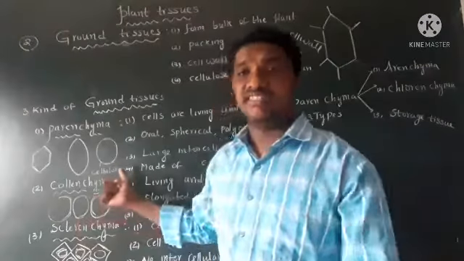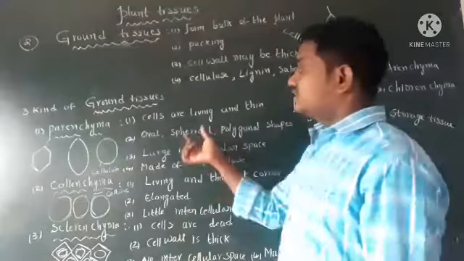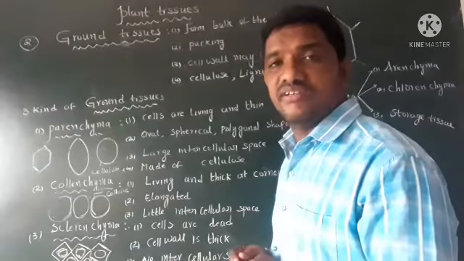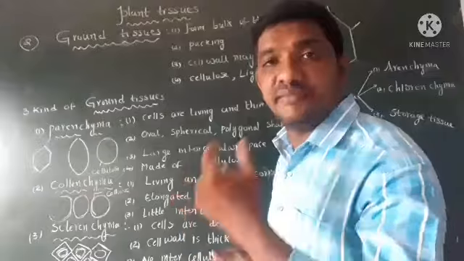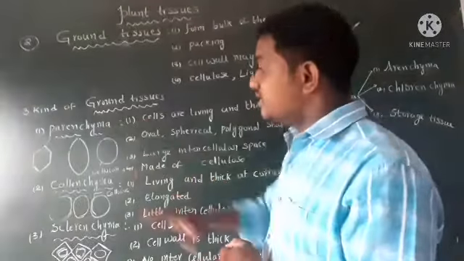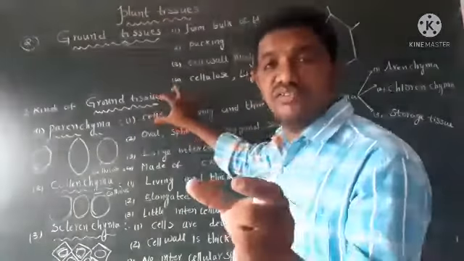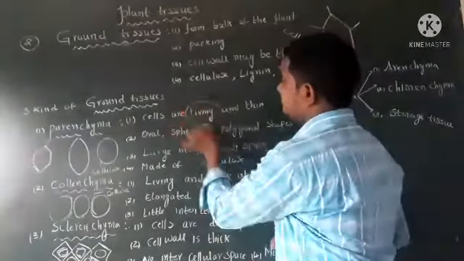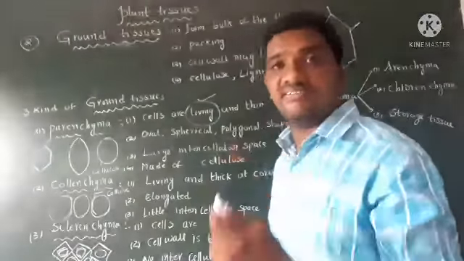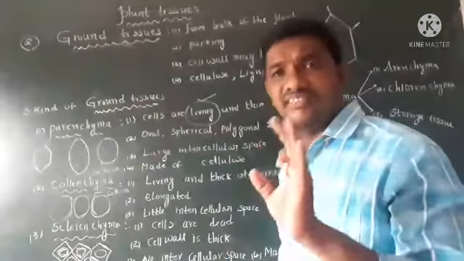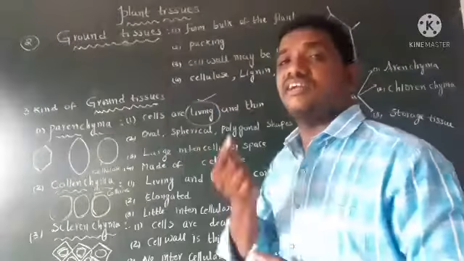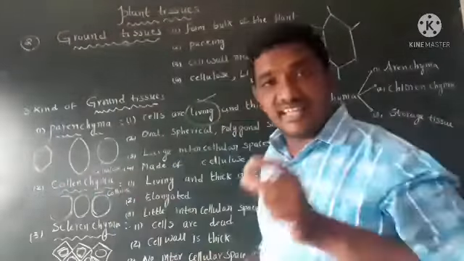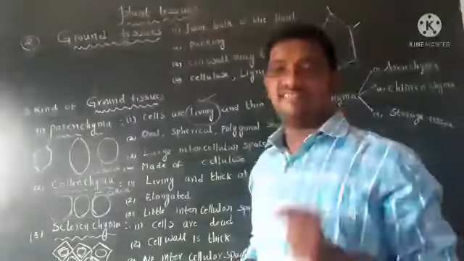Let us see what is a parenchyma tissue. Tissue means a group of cells, similar in structure and similar in functions. Here the parenchyma tissue is also made up of cells. These cells are living, not dead cells. These are living cells and very thin. See, for example, these cells are living and thin cells.